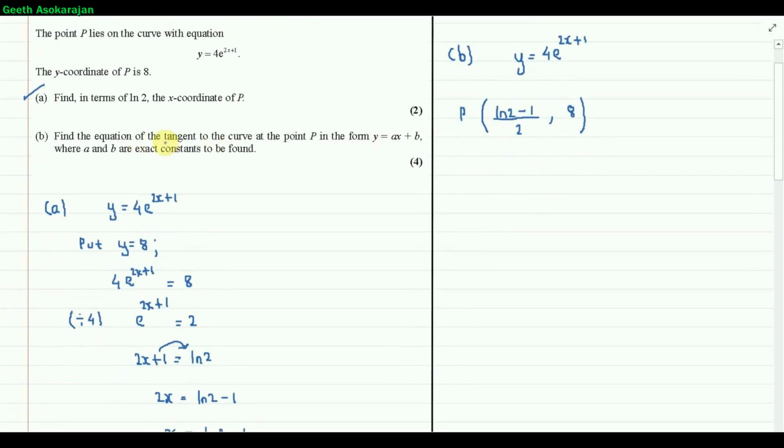But for the equation of the tangent, we need the gradient of the tangent, and for the gradient, we need the gradient function. The gradient function implies dy over dx, so we need to differentiate. When we differentiate this exponential function using the chain rule, we should get 4e to the 2x plus 1 multiplied by the derivative of 2x plus 1. When you differentiate the 2x plus 1, that will give us a 2. So dy over dx would be 4 into the 2, that is 8, so it's 8e to the 2x plus 1.